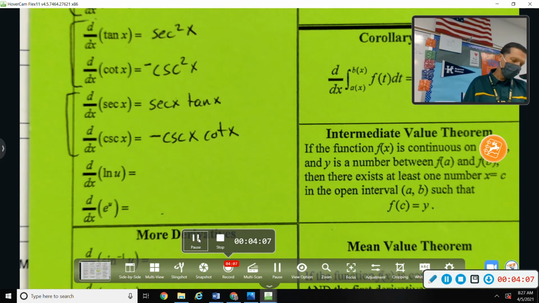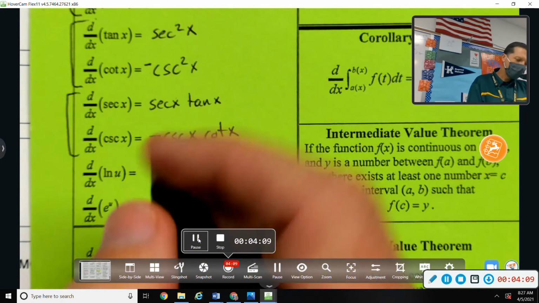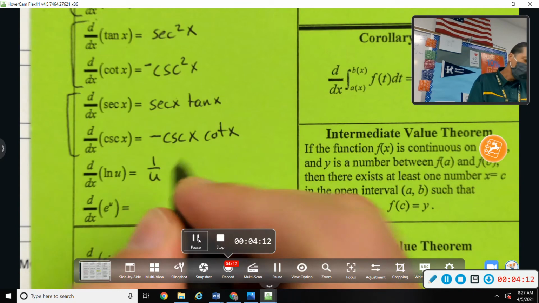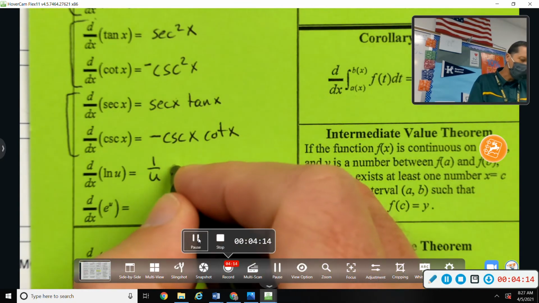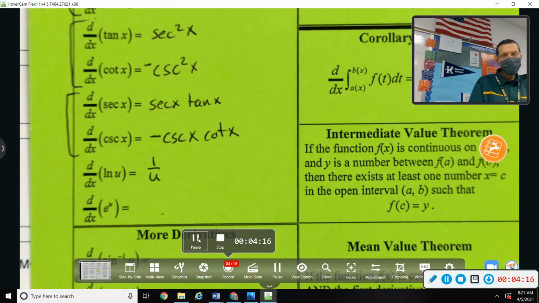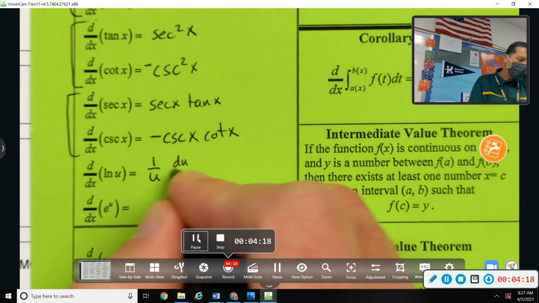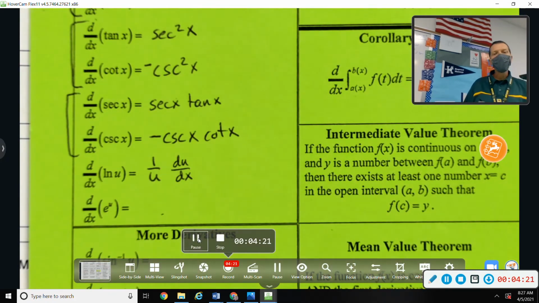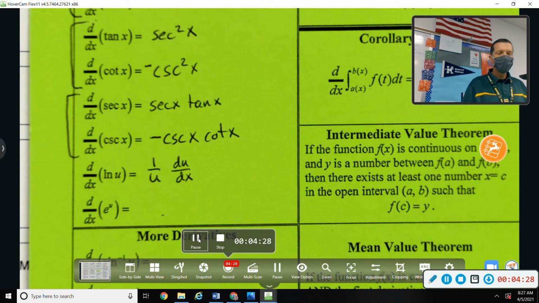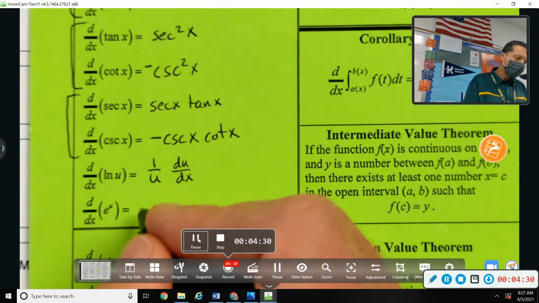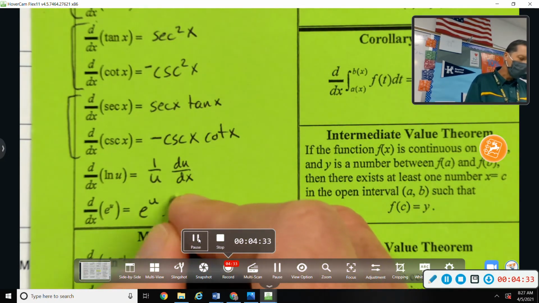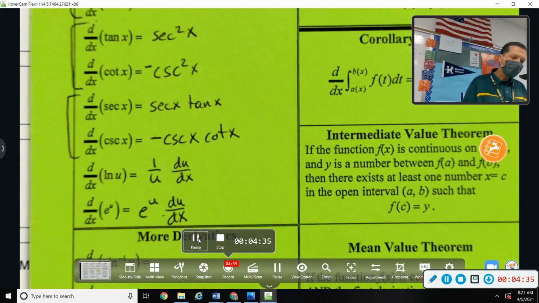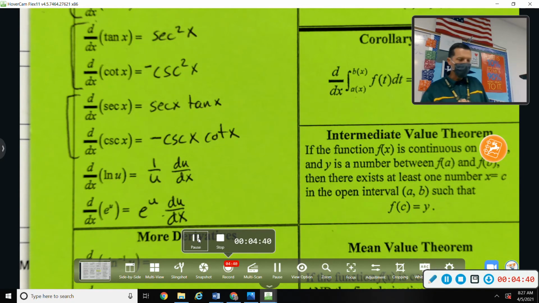What about the derivative of the natural log? 1 over u. And they did it in terms of u, so we should probably do 1 over u times either u prime or du dx. It's kind of reminding us to use the chain rule. They probably all should have been in terms of u, that way they all had a chain rule reminder. How about the derivative of e to the u? E to the u times du dx. So we'll stop there. You can fill in more. We can go over more later if you want to.